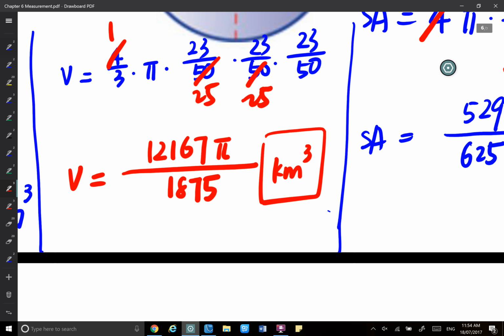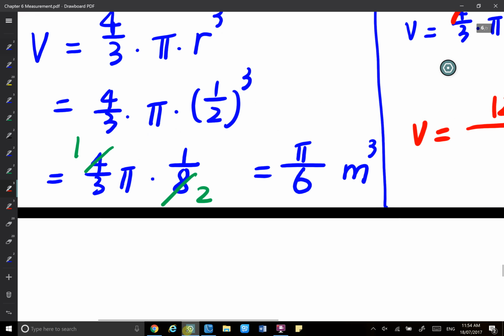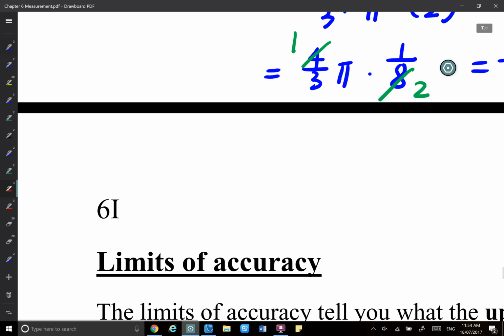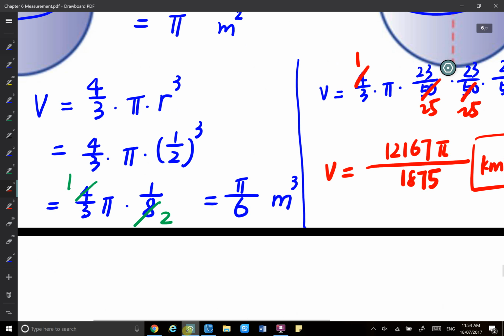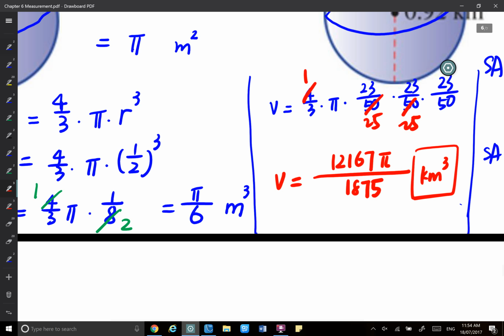I'll just do up to here today, and I will spend a little bit of time next lesson to complete the limits of accuracy, and we finish this chapter. What you need to do now is do all the practice. You need to practice a lot on your textbook.